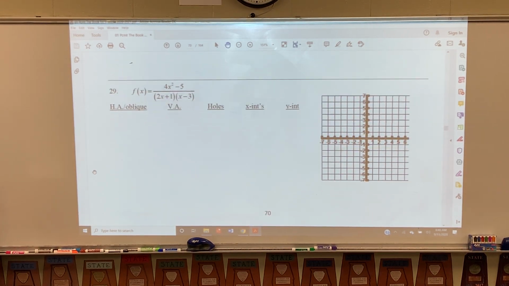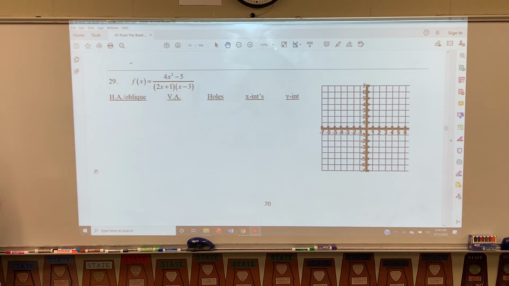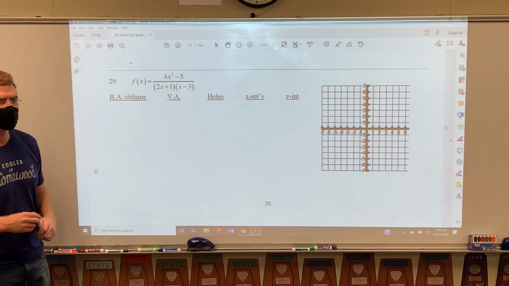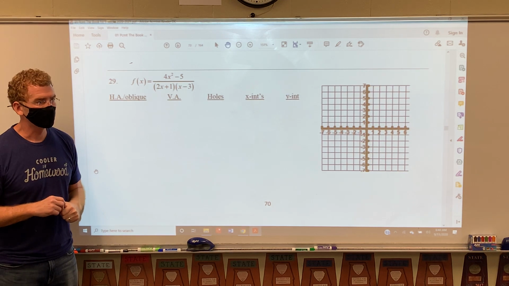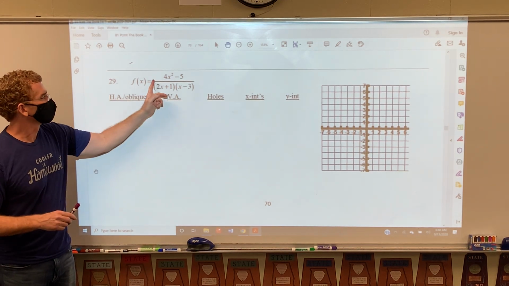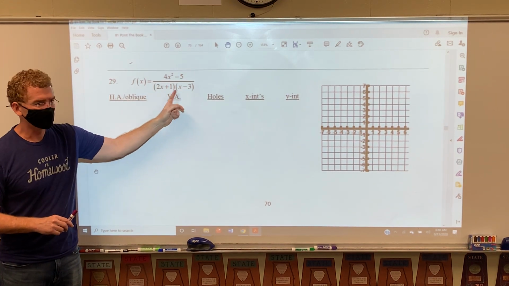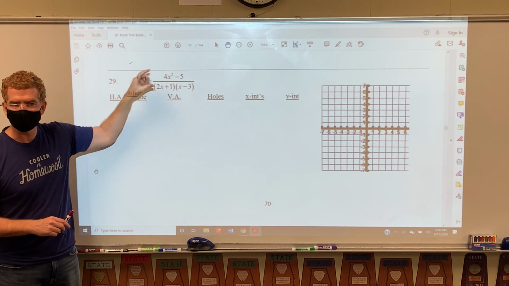What would you have here on 29? Horizontal, what would it be? Y equals 2, because that's 4x squared over 2x squared. Power's the same, use the coefficients.